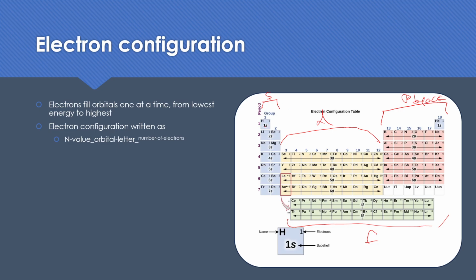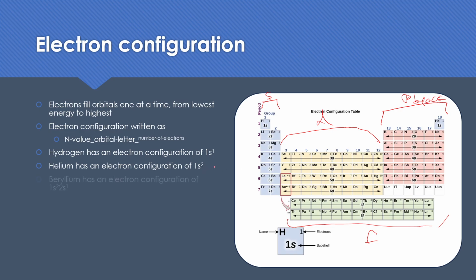So if I'm on row 1, n is equal to 1. Row 2, n is equal to 2. 3, 4, 5, 6, 7. Now you might have noticed that the d's and the f's are a little bit different. We're going to get to that. So hydrogen, for example, my first one, is going to have 1s and has 1 electron, so we'd write it as 1s1. Helium is also 1s and it has 2 electrons, so we write it as 1s2.